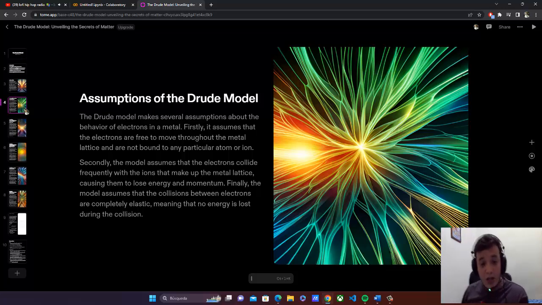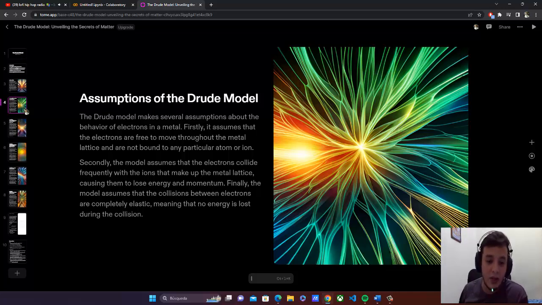Average collision time. The Drude model introduced the concept of average collision time τ, which represents the characteristic time between two successive collisions of an electron with the metallic ions. This average collision time is an approximation to describe the interaction of electrons in a metal, but in reality, collisions can occur with varying collision times.